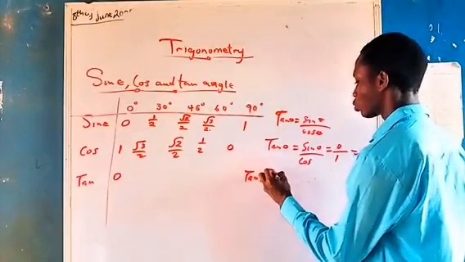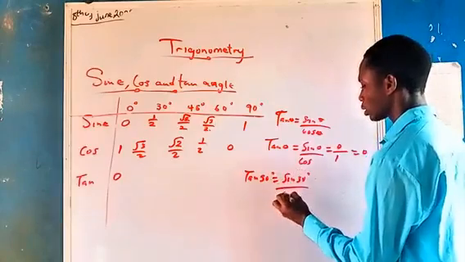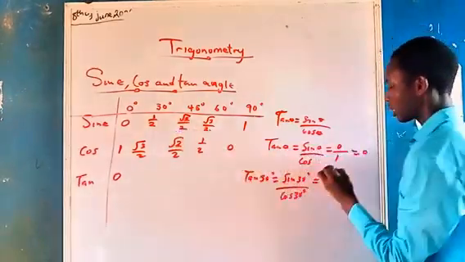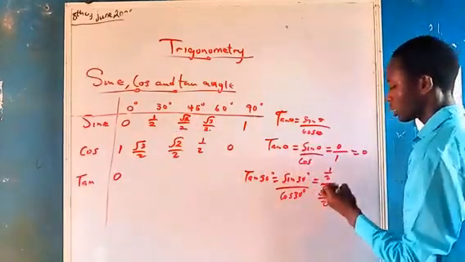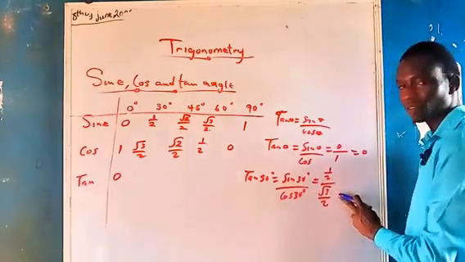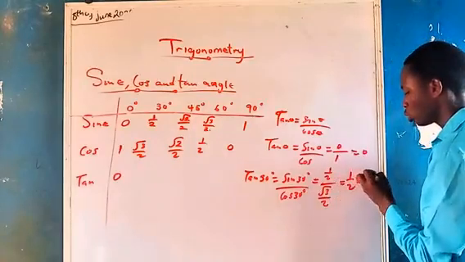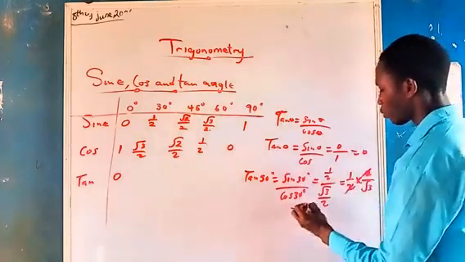That will be equal to sine 30 degrees over cos 30 degrees, which is equal to what? Sine 30 degrees is 1 over 2, and cos 30 degrees is root 3 over 2. Now, if this division reciprocates, I want to change it to multiplication. I'm going to have 1 over 2 multiplied by 2 over root 3. And this is going to cancel out. I'll be left with 1 over root 3.